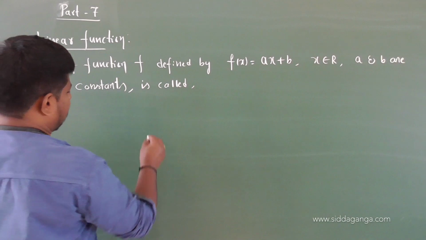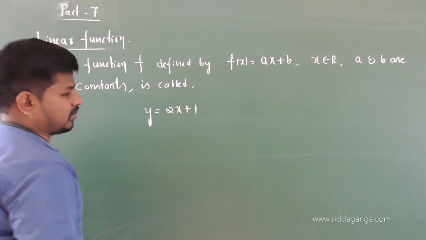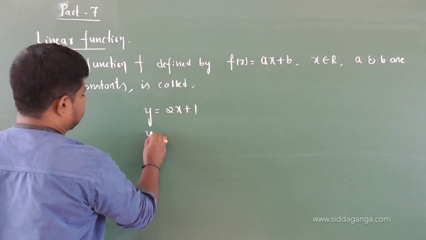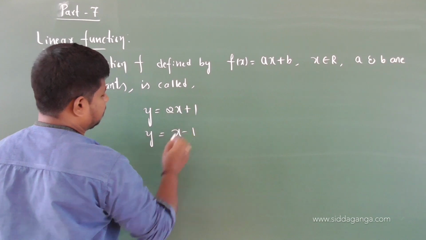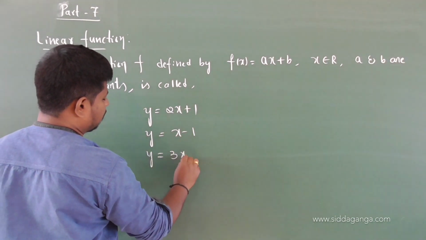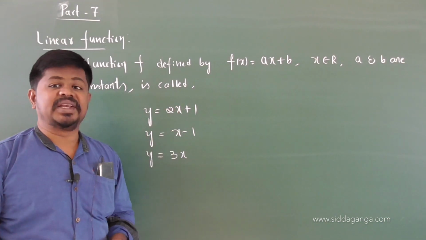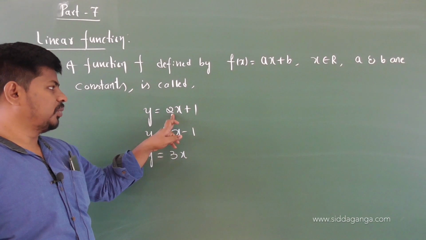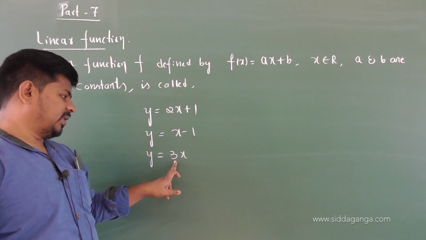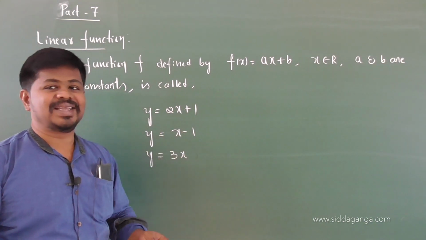A function of this type, f of x is equal to ax plus b, or y is equal to ax plus b. For example, y is equal to 2x plus 1, or y is equal to x plus 1, or y is equal to x minus 1, or y is equal to 3x. So these are all examples of linear functions. See here, a is 2, b is 1; a is 1, b is minus 1; a is 3, b is 0. So this type of function we call a linear function.